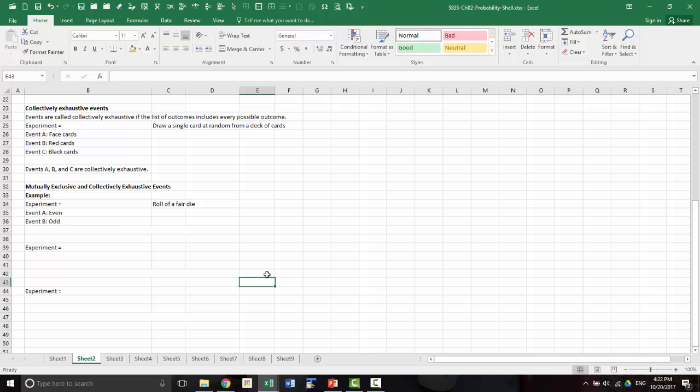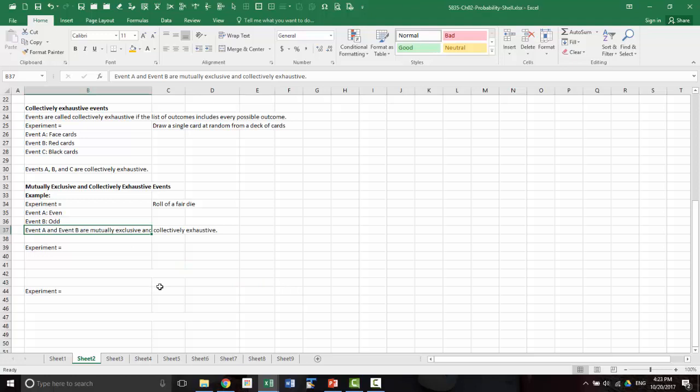Now we know that events A and B are mutually exclusive. You cannot have even when the outcome is odd and vice versa. These two events A and B collectively cover all possible outcomes. So both are true. It's mutually exclusive and collectively exhaustive. So we can say A and B are mutually exclusive and collectively exhaustive.